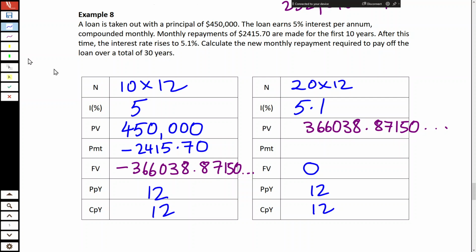All right, so we've solved for FV in the first part. Here, we are going to solve for the payments. So go ahead and try that. Do your Control-C, Control-V. Make sure you change interest to 5.1. Make sure you change N to 240.